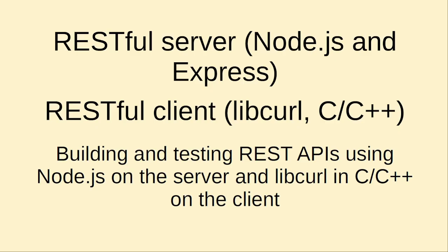libcurl is a C-based client-side networking library that provides an API for performing application layer network operations such as sending HTTP requests. Finally, I will create a C++ HTTP client program using libcurl and demonstrate that it successfully communicates with the server.